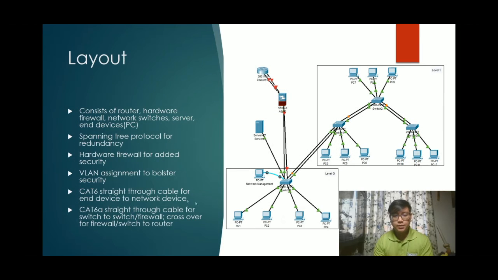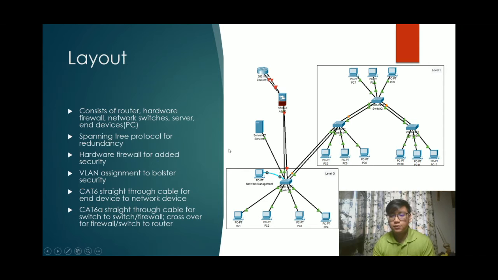My name is Ezekiel. I'll be presenting on our layout. So to start with, our common network layout consists of a router, a hardware firewall, our network switches, a server, and the end devices. In this case, we only use PCs, but in a real world case, we might have a printer or something else. The connections between the switches are based on the spanning tree protocol.